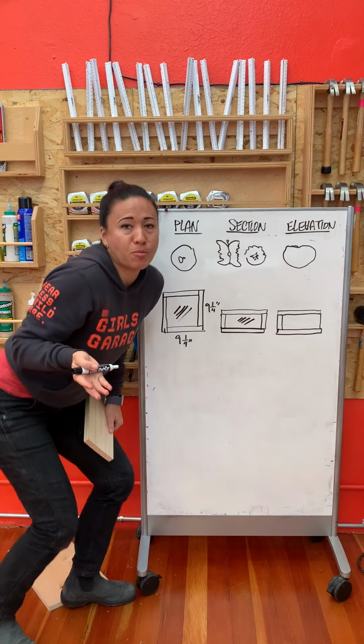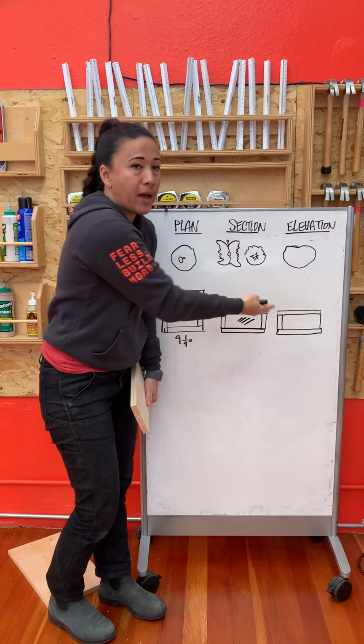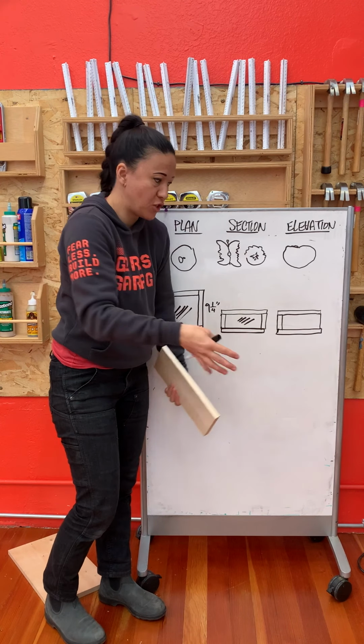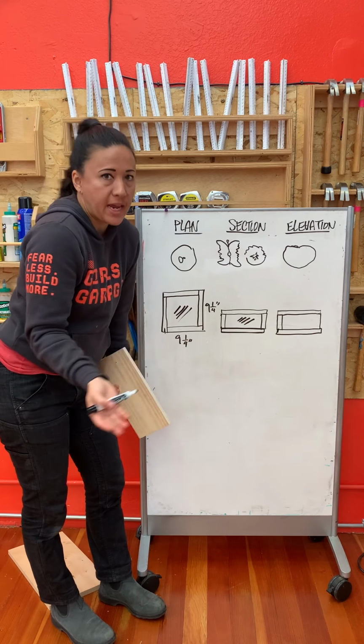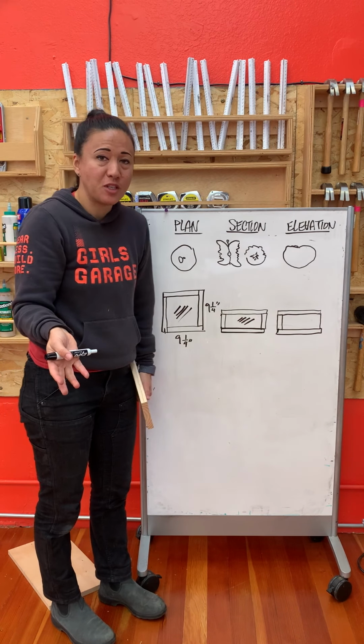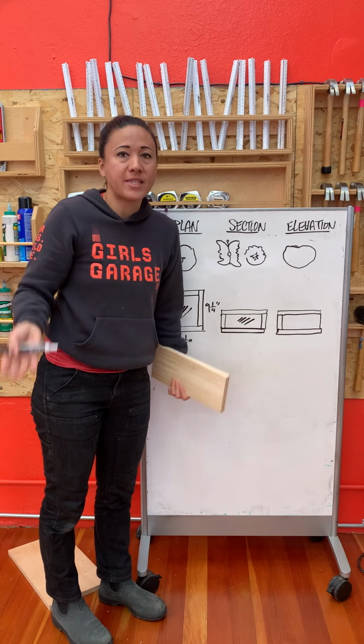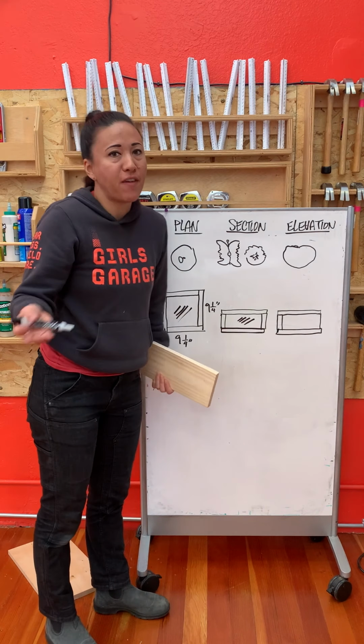For future projects, you might have something more complicated, and you might have to draw multiple elevations to show different sides that have different dimensions. Great. Okay, so last thing I want to do is do a cut list, which is like a recipe for building. This is my favorite part.